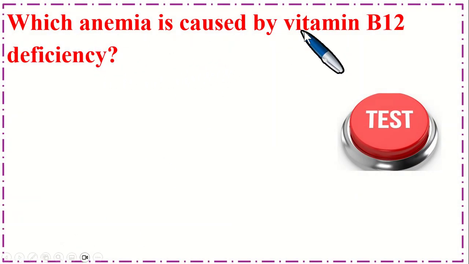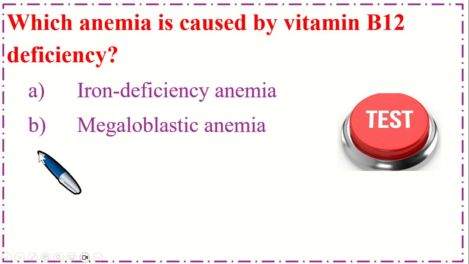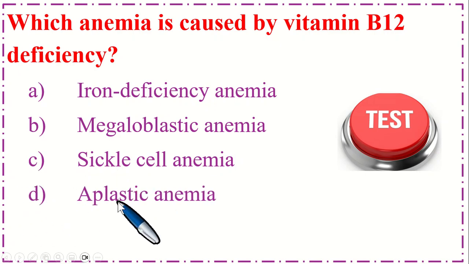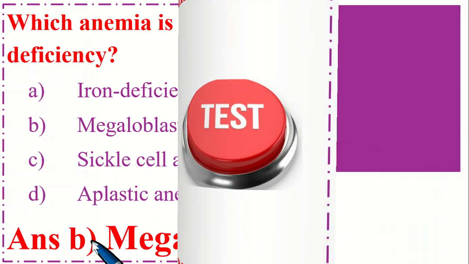Which anemia is caused by vitamin B12 deficiency? Option A, iron deficiency anemia. B, megaloblastic anemia. C, sickle cell anemia. And option D, aplastic anemia. So the correct option is B, megaloblastic anemia.